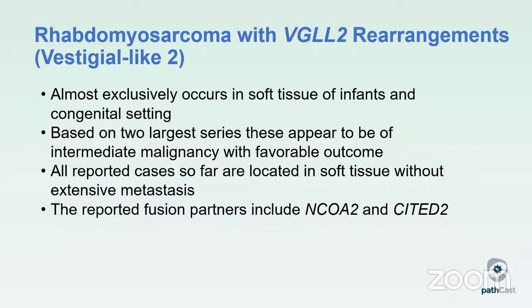The ones with VGLL2 rearrangement, interestingly, almost exclusively occur in soft tissue and infants and in congenital settings. These are rare tumors, but based on the 2 larger series so far, they appear to have intermediate malignancy with favorable outcome. The ones that have been reported so far were all located in soft tissue, and extensive metastasis has not been reported. The fusion partners include NCOA2 and CITED2 so far. These are the reported ones.